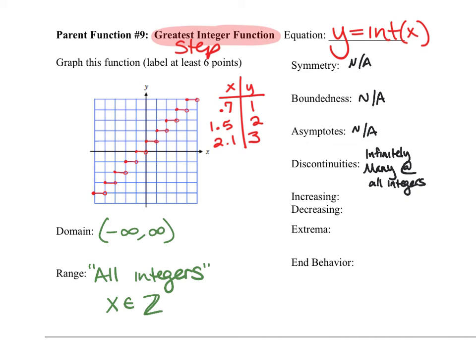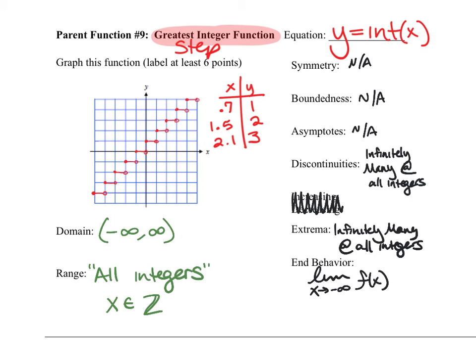Since this is kind of weird, we actually don't really talk about increasing or decreasing for the step function. And it has an infinite amount of extrema. So again, infinitely many at all integers. But we can write its end behavior. So as this function moves to the left, as it goes towards negative infinity, this function is getting smaller and smaller, which means we're headed towards negative infinity. And the limit as x approaches positive infinity for the step function is still going up, so it's headed towards positive infinity.